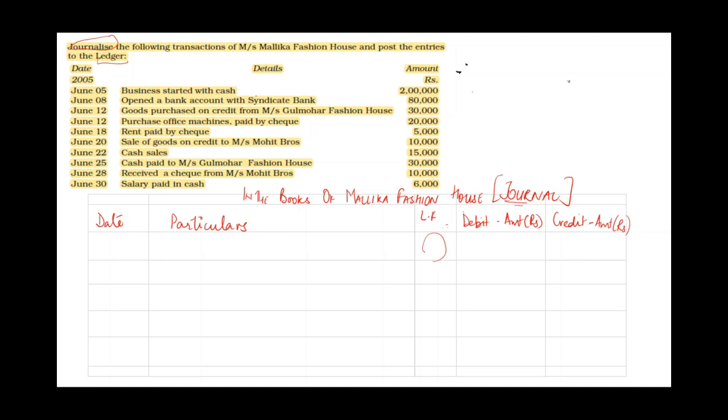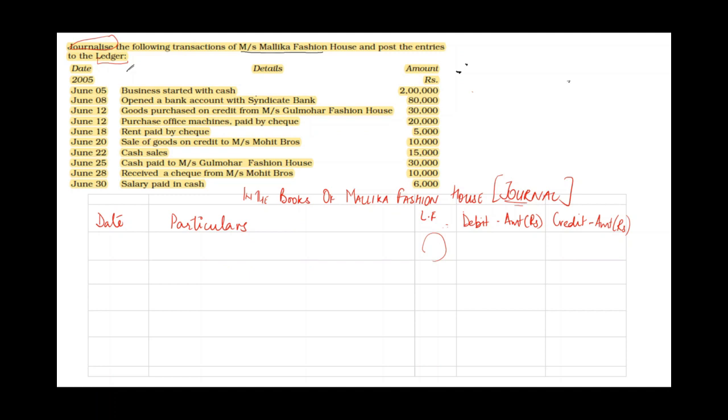So you can see my first page, it says journalize the following transactions of Messrs. Malika Fashion House and post the entries in the ledger. There are around 10-12 transactions so that we can comfortably complete the journal and it's easy for you to understand. This is my book of journal. This is how it looks.